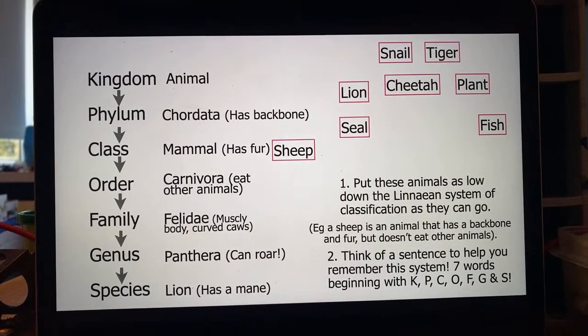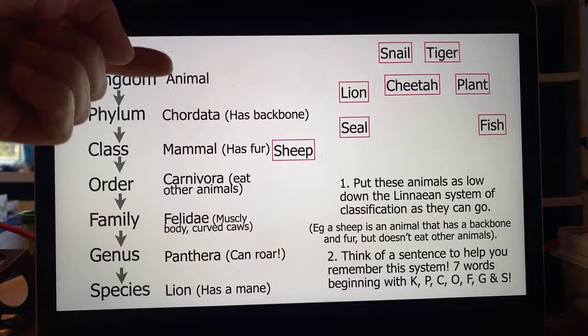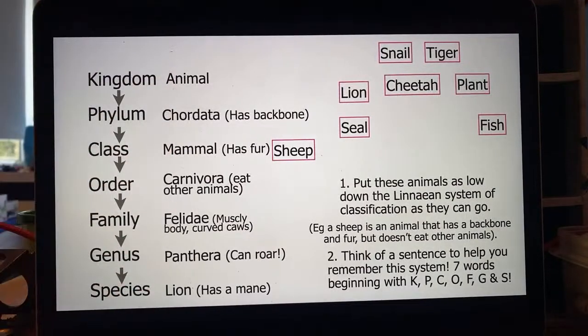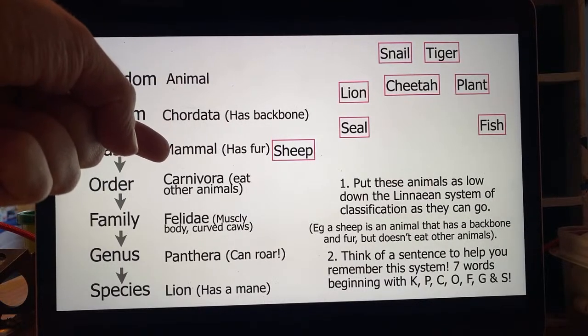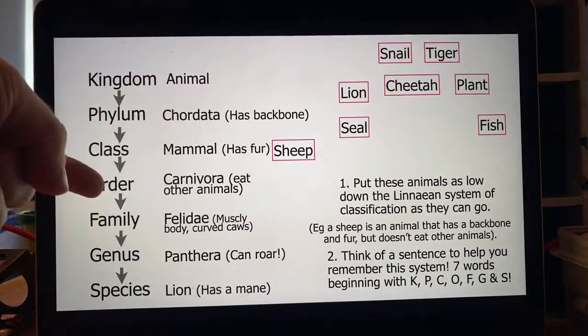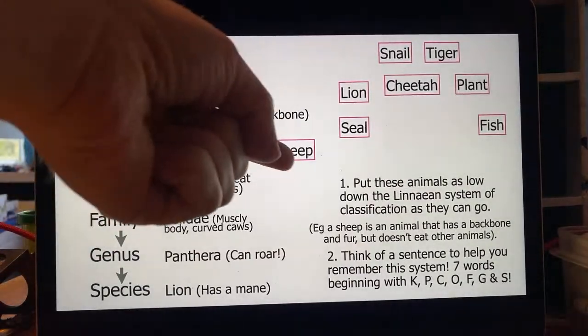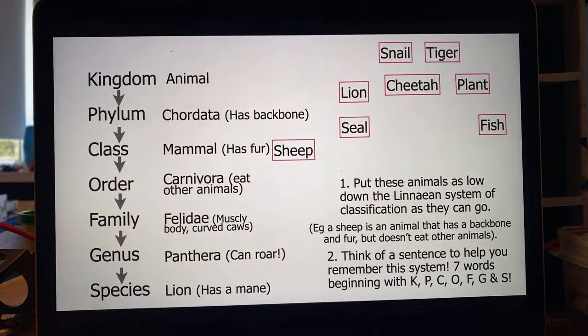What I want you to do, please, is put these animals on this little list here as low down this system of classification as they can go. So for example, if one of the animals was a sheep, is an animal, it does have a backbone, and it's got fur, so it's a mammal. But a sheep doesn't eat other animals, so it's not in the order Carnivora. So you'd have to stick that in class mammal, and then sheep would go off somewhere else to be in a different order. You see what I mean?